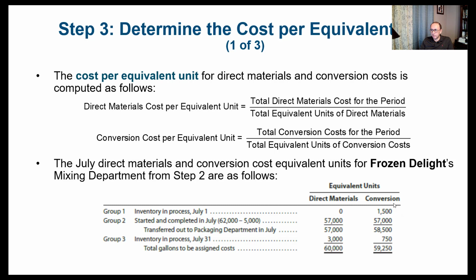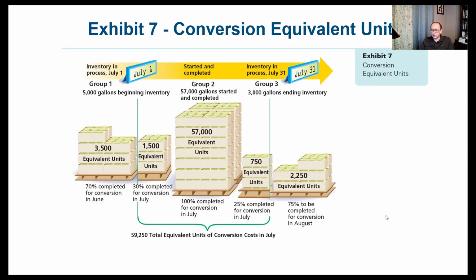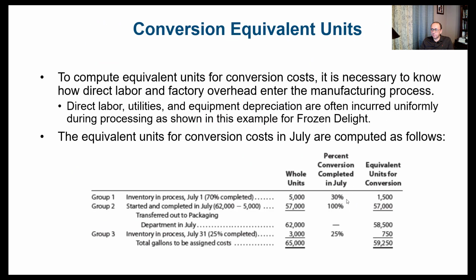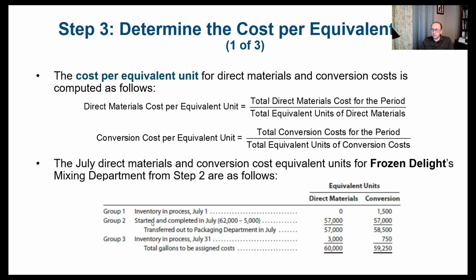What was the percentage? Just a quick refresher, that was the 30% remaining. And then the started and completed, these are the same, 57,000. The transfer out to packaging department, we have the 57,000 and the 58,500.